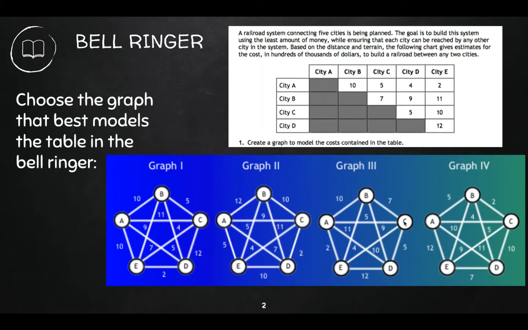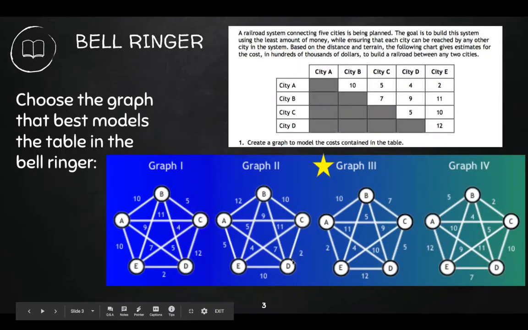As you can see, all the numbers are there. We can double check any one we want. C to D, that's here to here, that's 5. How about B to E, which is 11? That's here, that's 11. So graph 3 is your answer. And as you can see, the star beside it proves such. All right, let's move on.